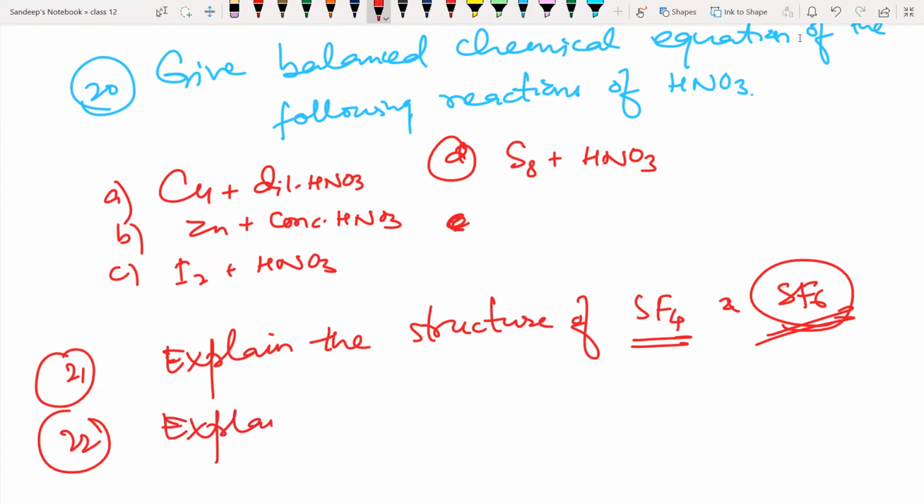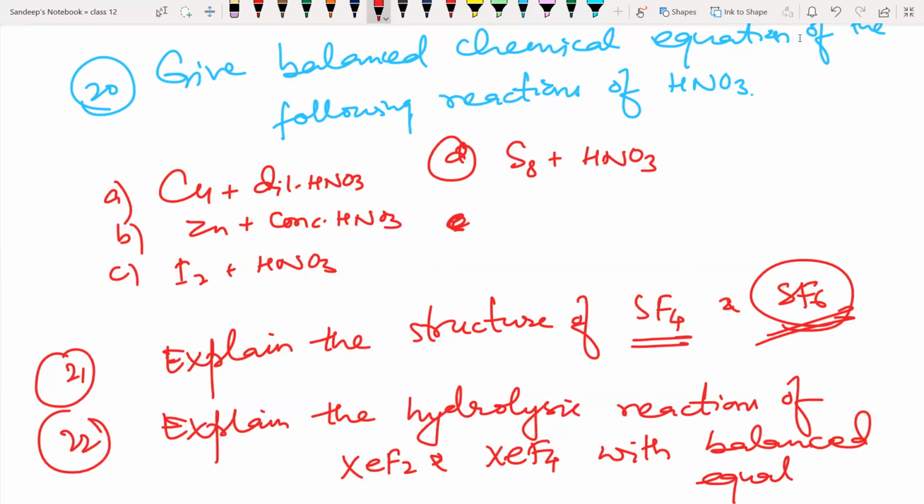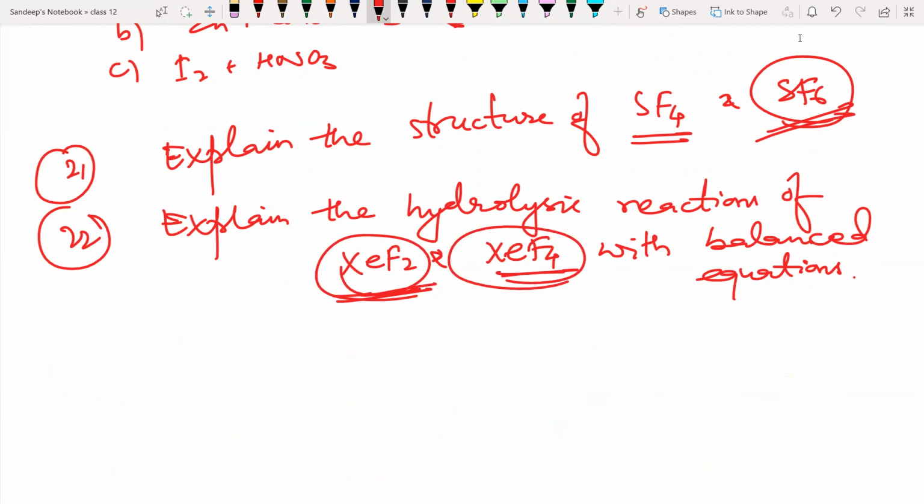Explain the hydrolysis reactions of XeF2 and XeF4 with balanced equations. So you have to know the noble gas group 18, how xenon difluoride, which is linear, and xenon tetrafluoride, which is square planar, react with water, undergo hydrolysis reaction.